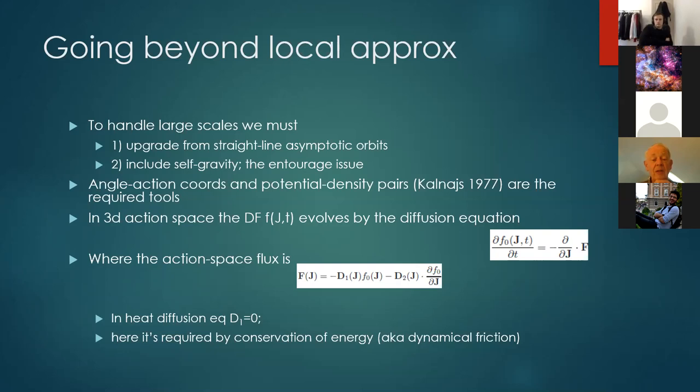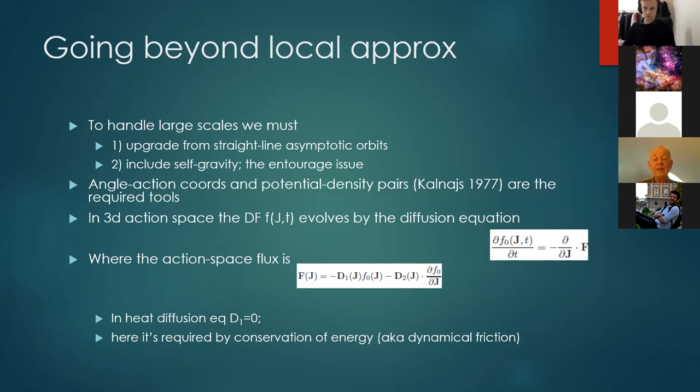We've got to bear in mind that stars act cooperatively and they all carry entourages around with them. So the mathematical tools that we need to handle this are angle action coordinates and potential density pairs, whose value in computations, especially involving angle action coordinates, was demonstrated by Kalnajs in a classic 1977 paper.